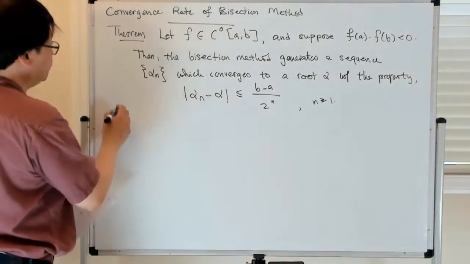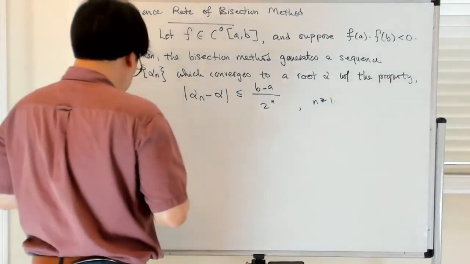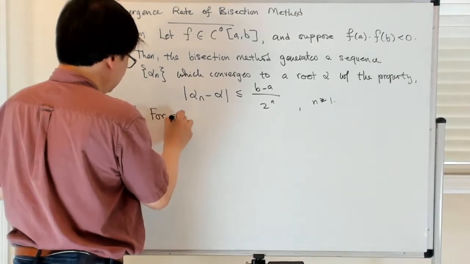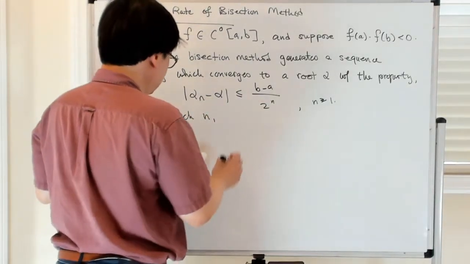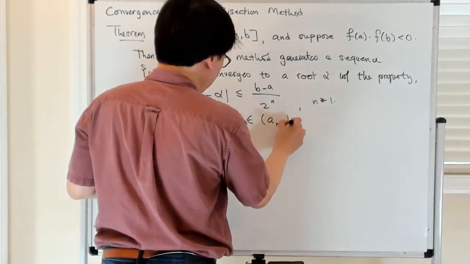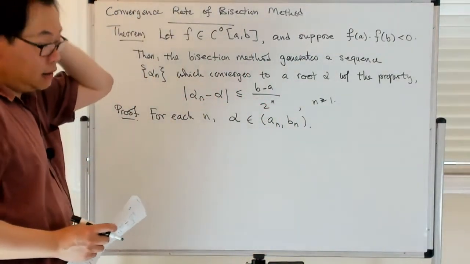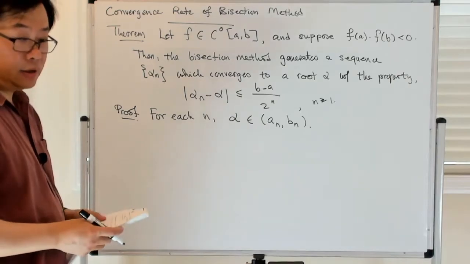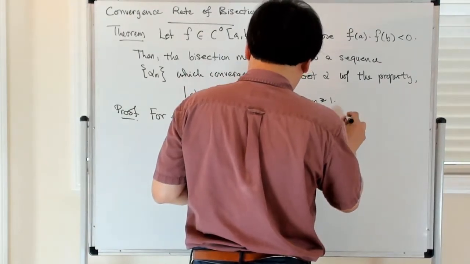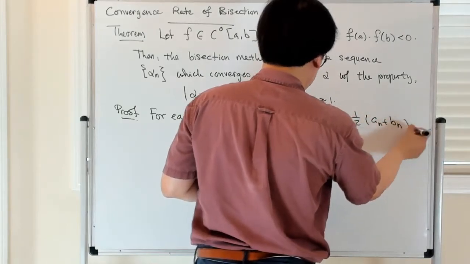Okay, so the proof is relatively straightforward, right? The claim is that for each n, there is some root alpha which is contained in [an, bn]. That's just a consequence of the intermediate value theorem repeatedly applied. And then we know that alpha n is one half of an plus bn, so it's the midpoint of that interval.